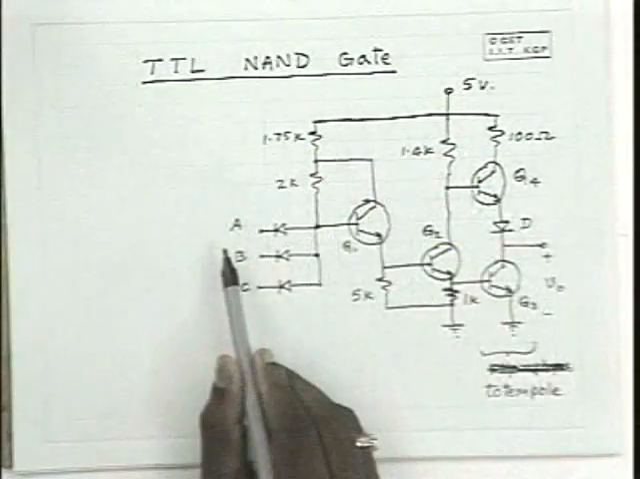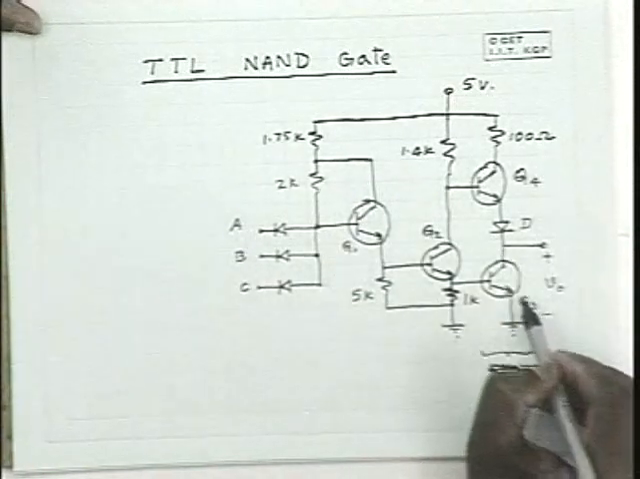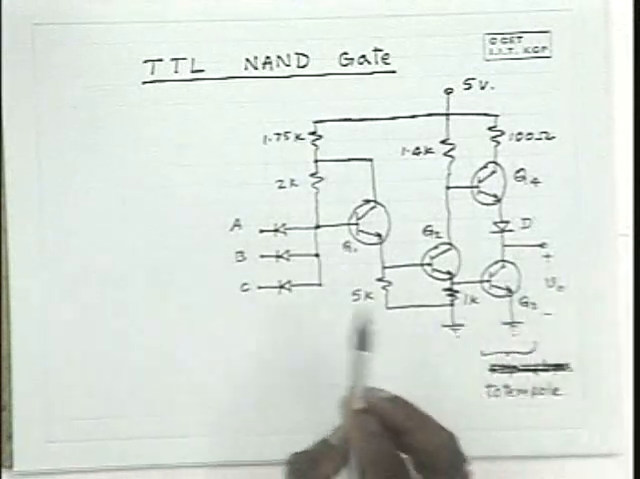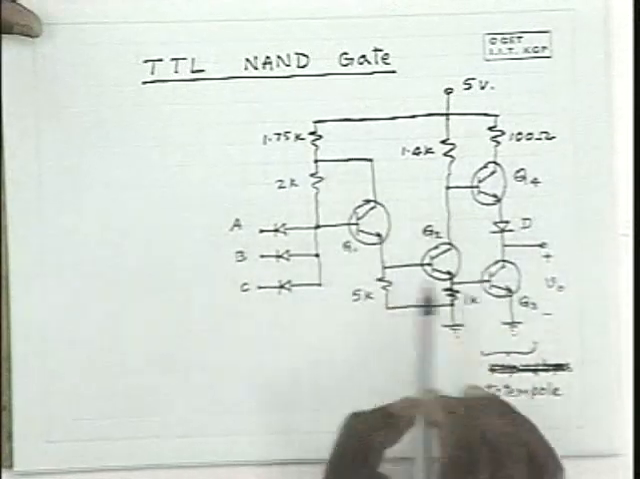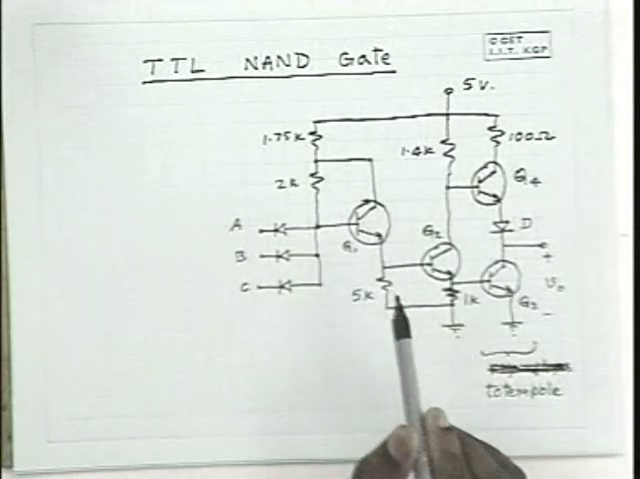It's a three-input NAND gate where the inputs A, B, C are applied here, and the output is taken from this transistor's collector here. Please note that it uses diodes as well as transistors in the circuit and a few resistances.